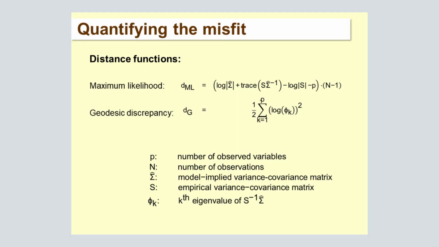For this purpose, we need to specify distance functions that quantify the fit or the misfit actually. Here we find two such distance functions. Firstly, the maximum likelihood distance function, d_ML, and second, the geodesic discrepancy, d_G. Both quantify the discrepancy between a model-implied and an empirical variance-covariance matrix. They have the characteristic that in case of perfect fit, the discrepancy would be zero, whereas in all other cases, the discrepancy has a positive value different from zero.